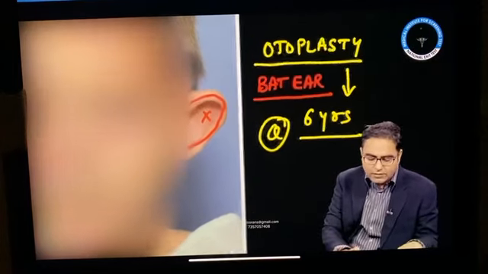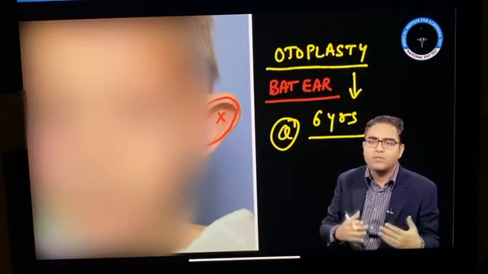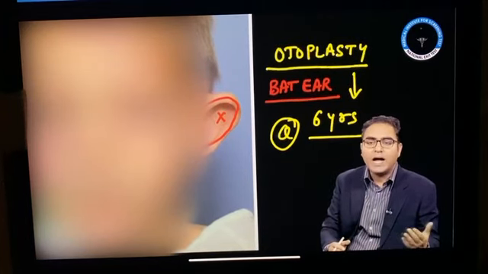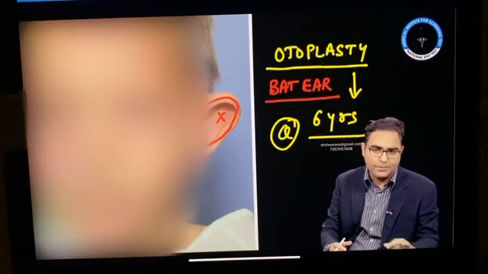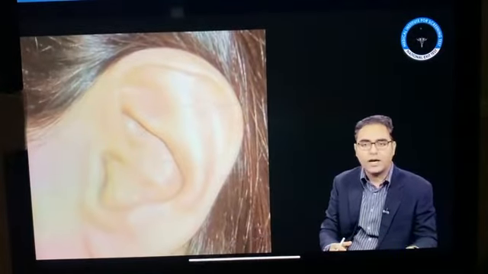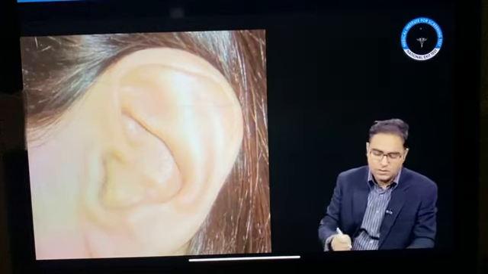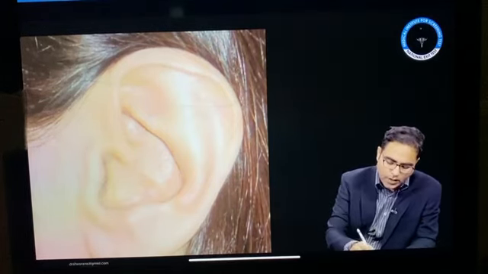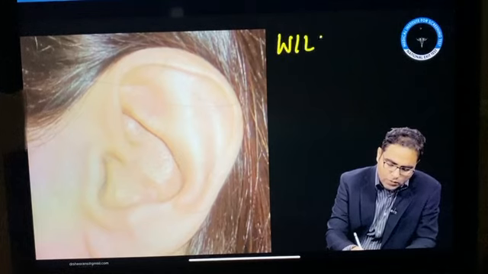Now let's discuss other abnormalities of the shape of the pinna, which are again since birth, congenital. Number one is called Wildermuth's ear.